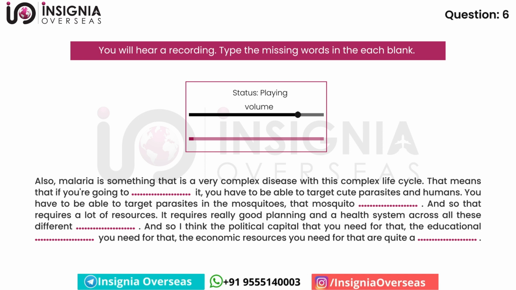Also, malaria is a very complex disease with a complex life cycle. That means that if you're going to eliminate it, you have to be able to target parasites in humans. You have to be able to target parasites in the mosquitoes, that mosquito population. And so that requires a lot of resources. It requires really good planning and a health system across all these different levels. And so I think the political capital, the educational infrastructure, and the economic resources you need for that are quite a challenge.